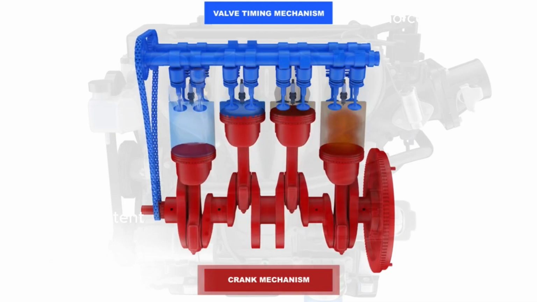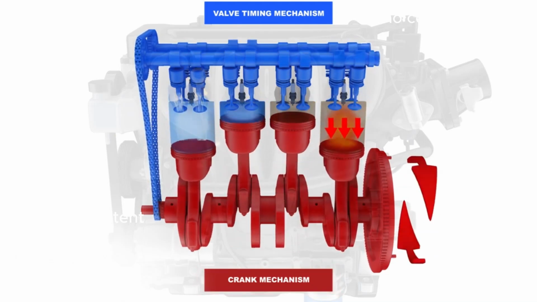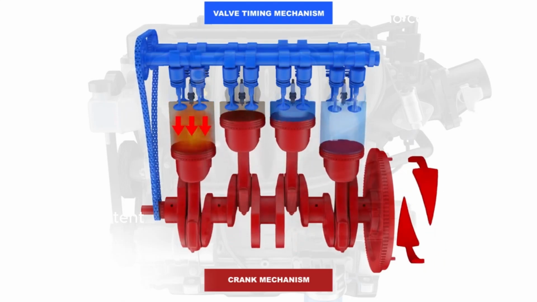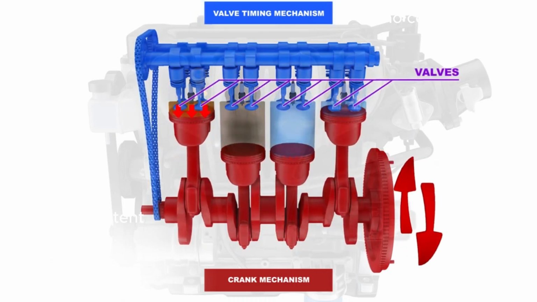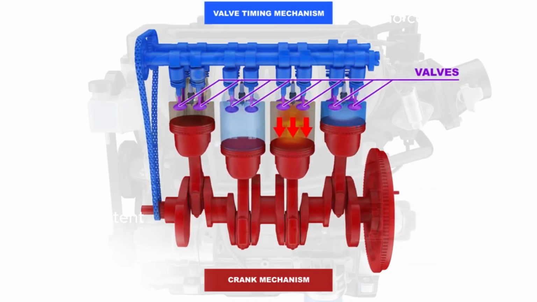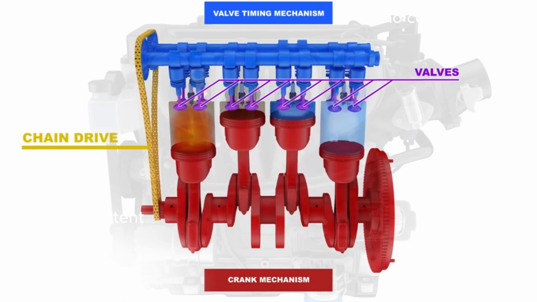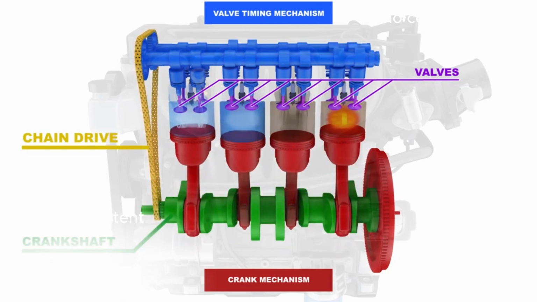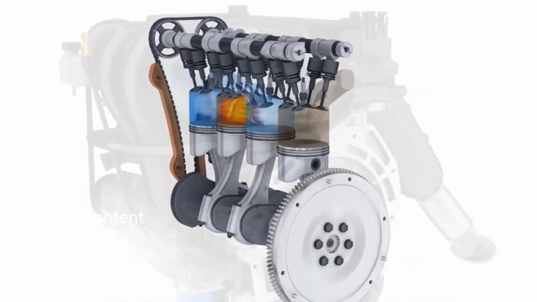We can now see the crank mechanism and the valve timing mechanism. The former is propelled by the energy released during fuel combustion and converts such energy into rotational, mechanical energy. The valve timing mechanism is needed to open the inlet and exhaust valves. It can be put in motion by gear, belt, or chain drive from the crankshaft.